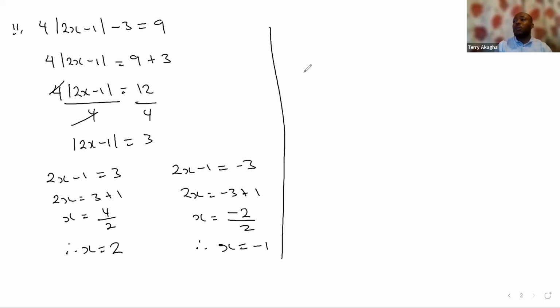All right? Then we can decide to find the vertex for the modulus graph. To get the vertex for the modulus graph, the whole of the equation we have in the beginning must be equal to what? 0. Or basically, the modulus should be equal to 0. So what do you have to do then? It's going to be 4 times the modulus of 2x minus 1 equal to 0.